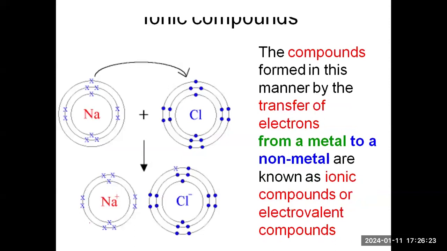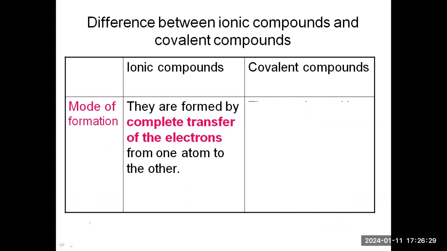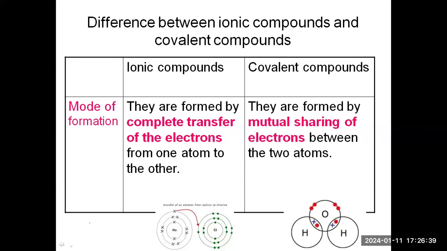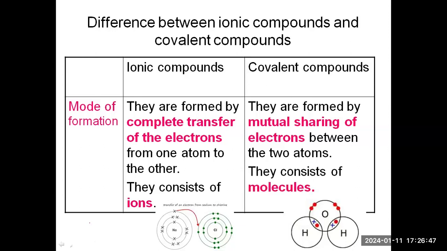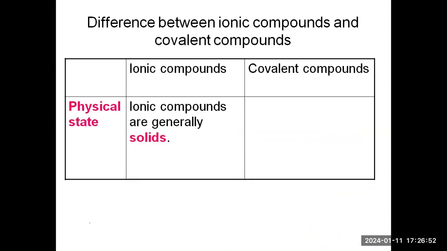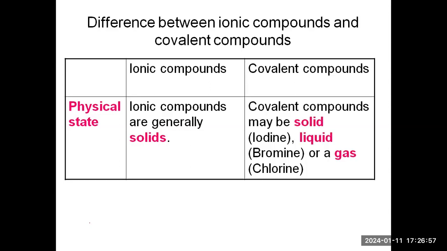There is a strong force of attraction between the ions in ionic compounds. So they have high melting and boiling points. This we have discussed, as I told you before. The mode of formation is transfer of electrons for ionic compounds, and for covalent compounds it is sharing of electrons. This is the first difference. The ionic compounds have ions and covalent compounds have molecules as the smallest unit. Then the physical states. Ionic compounds are generally solids in nature, but covalent compounds can be solid, liquid, or gas.